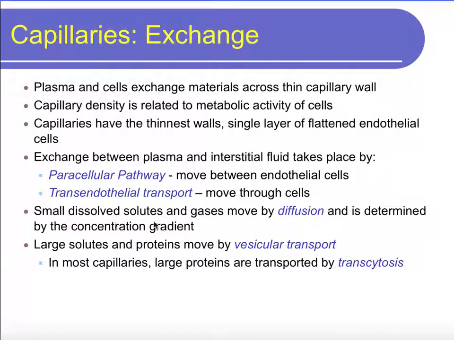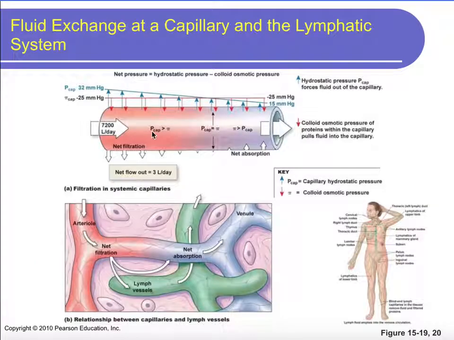Small dissolved solutes and gases can just move by diffusion, which we know is determined by the concentration gradient. And then larger solutes and proteins might need help through vesicles. So that would be our vesicular transport, where we can do things like transcytosis. That's where we endocytose on one side, take the entire vesicle to the other side, and exocytose. A lot of this was covered in some of the earlier chapters.